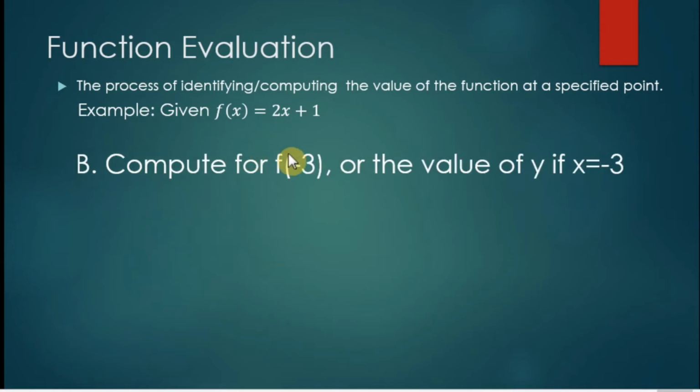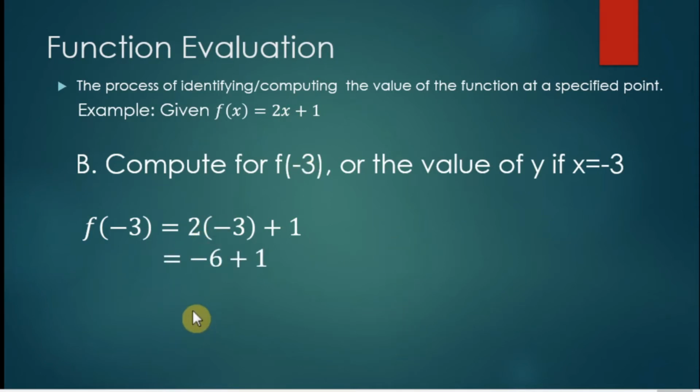The same function, but we are going to evaluate it in another point, that is at x equal to negative 3. So simply, we are going to substitute negative 3 to the right hand side of the function. And that is 2 times, instead of x, we change it to negative 3. So we have negative 6 plus 1, that gives us negative 5.